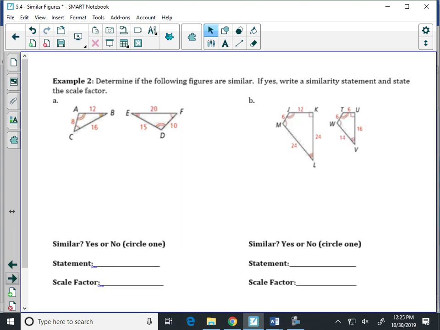So now let's take a look, and we're going to determine if figures are similar. If they are, we're going to write a similarity statement and find the scale factor. Okay? So if we look here, I have three sides. Well, first, when we're trying to identify if figures are similar, look at the angles. Do we have angles that have the same arcs in each triangle? Yeah. Right? We have an angle with 1, 2, and 3 arcs in each triangle.